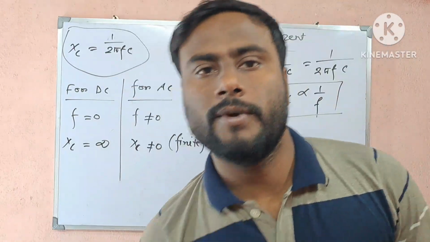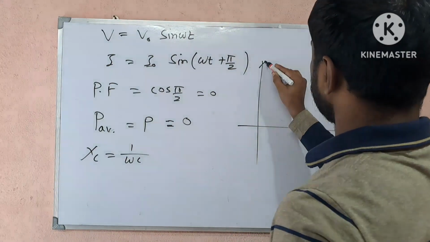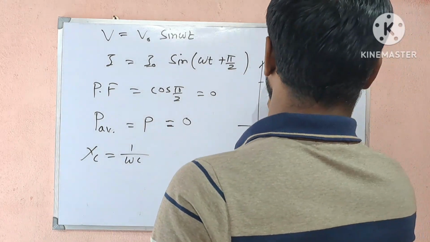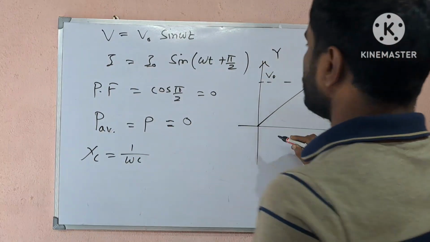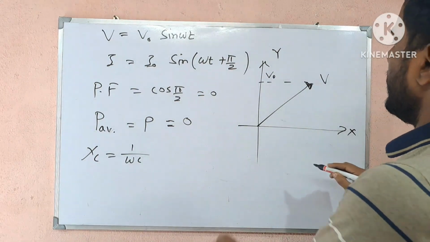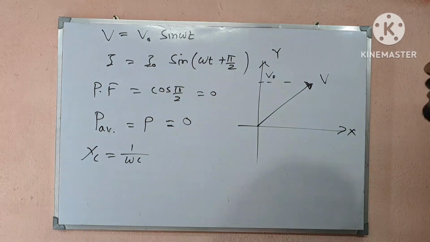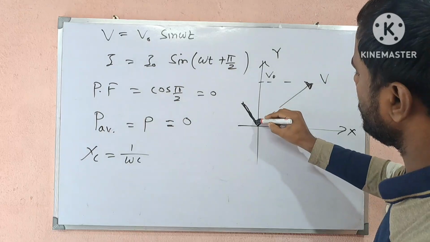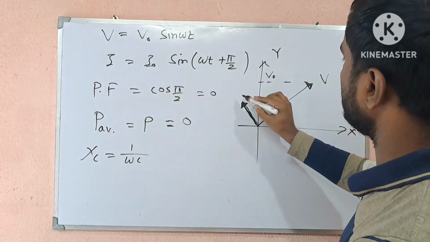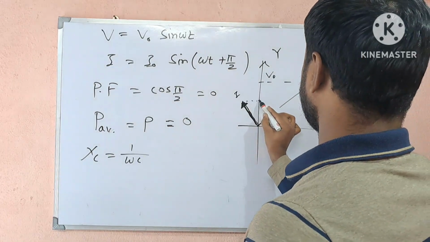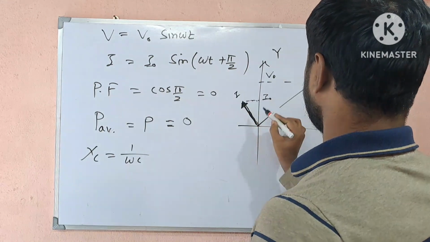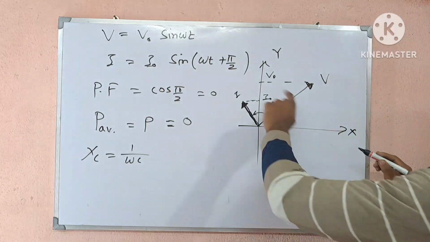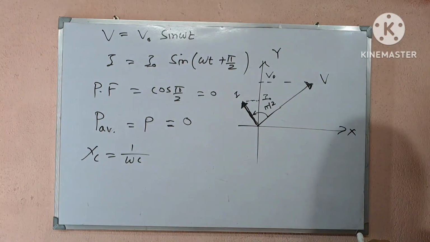Now we will see the phasor diagram. Let's say this is the x-axis, this is the y-axis, and this is the voltage V, the peak value of voltage. So current will be in the same line as voltage? No, sir, because current leads voltage by pi by 2. So that will be the line of current. That is the current, with peak value I naught, and that angle is 90 degrees. So current leads voltage by pi by 2.